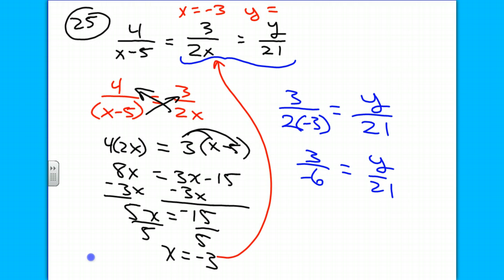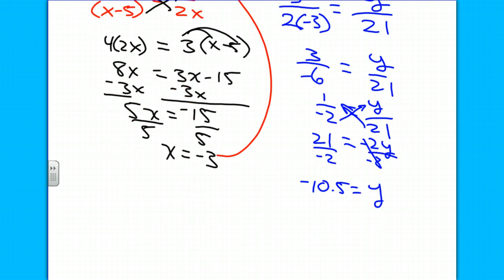Okay? And could we do something to make this fraction a little simpler? 3 over 6 is what, Alex? It's actually 1 over 2, right? 1 over negative 2. Okay? And now you simply solve for y. So what will we do to solve for y here? Aiden up here. What do you cross multiply? And you get 21 equals what? 21 equals... y equals negative 10.5.